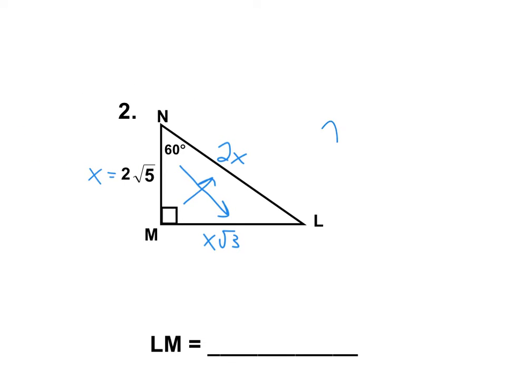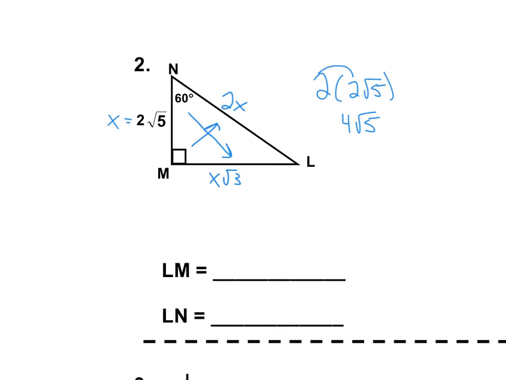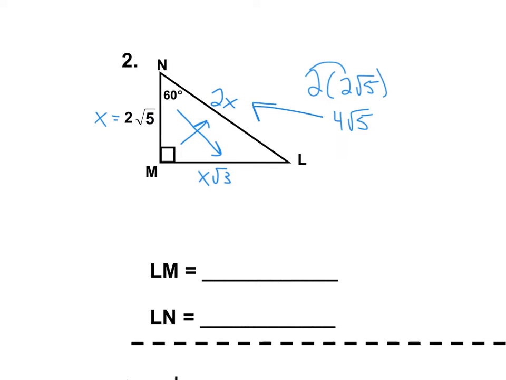I can take 2 and multiply it by our x value, 2 square roots of 5. And when you do this, guys, the 2 only multiplies to this piece. Remember, 2 square root of 5 is just a number. So I actually get 4 square roots of 5. So ln, this side over here, is 4 square roots of 5.